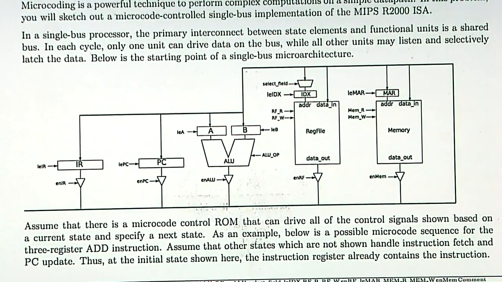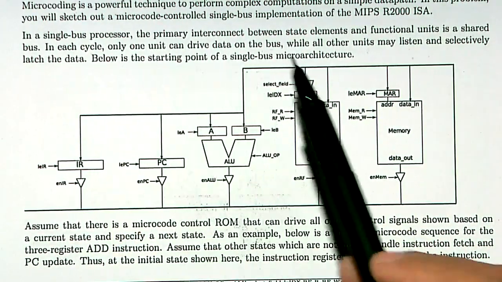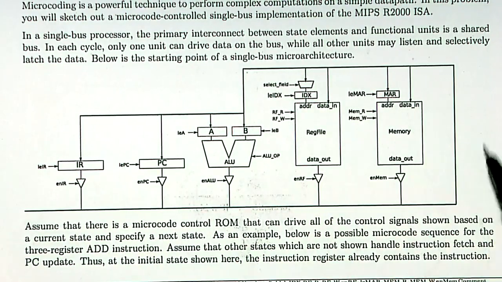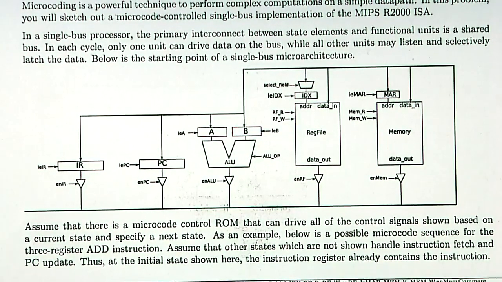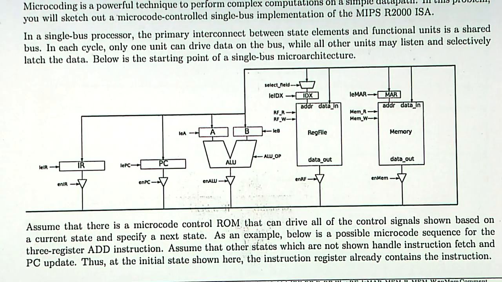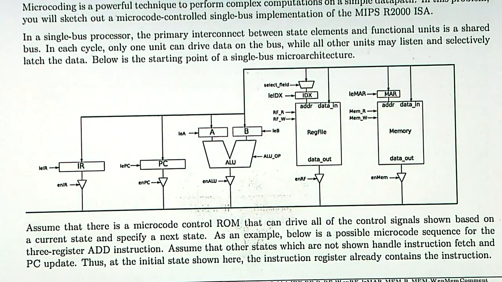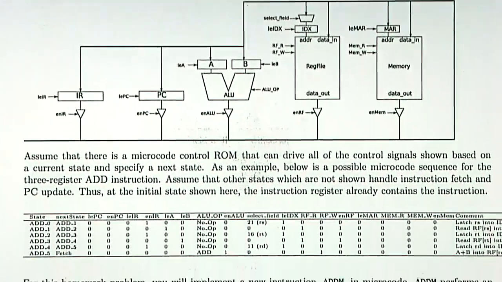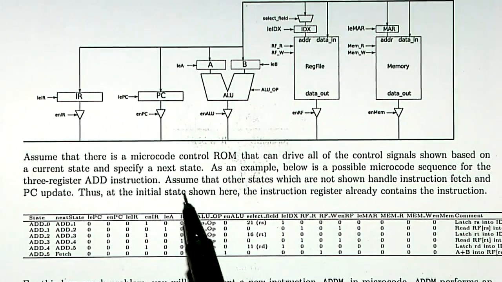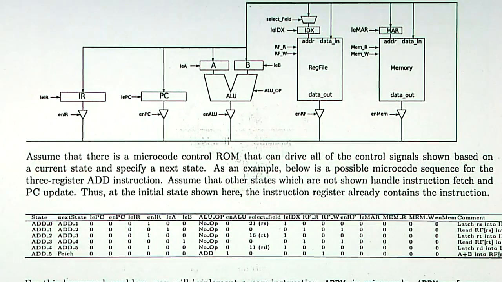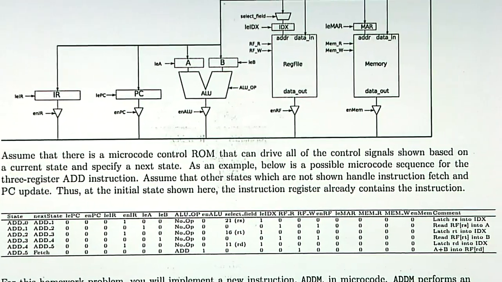Going through the problem, in a single bus processor, the interconnect between all these elements is the shared bus. And in any given cycle, only one particular unit can drive the bus. So you can only have one bus master at any point in time. Any other units may listen to it and latch the data that's on the bus. We're assuming that there is a microcode control ROM that can drive all of the control signals and specify the transition to the next state. And here they give us an example.